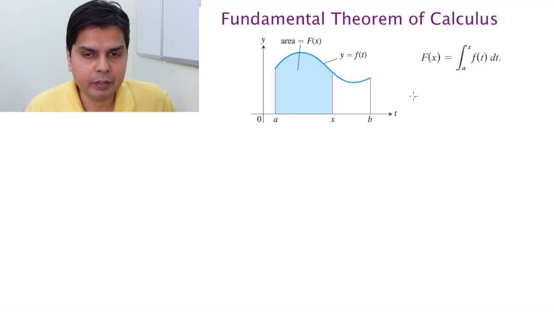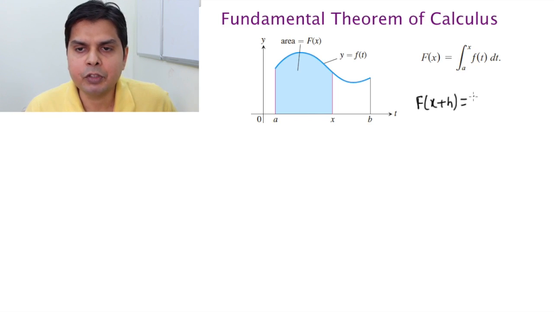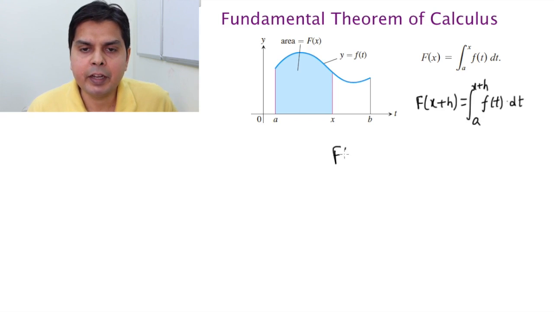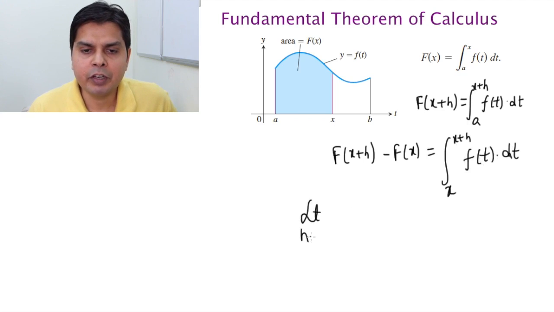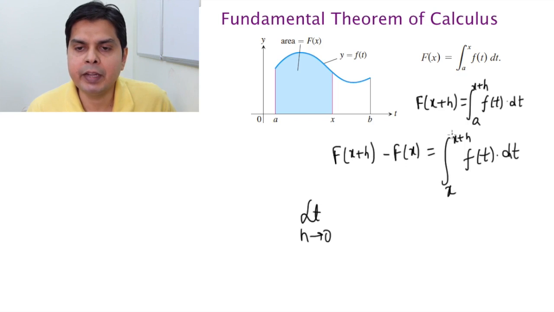So I will have to write F(x+h). So this will be the integral from a to x+h of f(t) dt. Now what will be my F(x+h) minus F(x)? That will be, if you do this subtraction, it will be very simple, it will become the integral from x to x+h of f(t) dt. So as limit h tends to 0, what will be this F(x+h) minus F(x)? This limit will be from x to x.